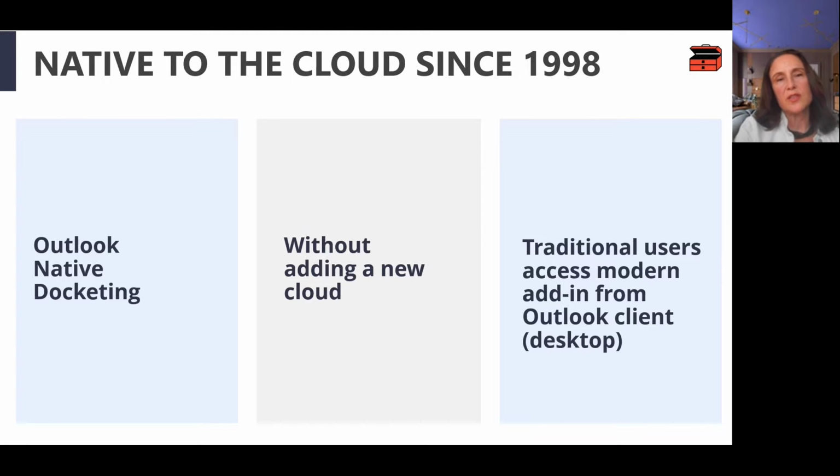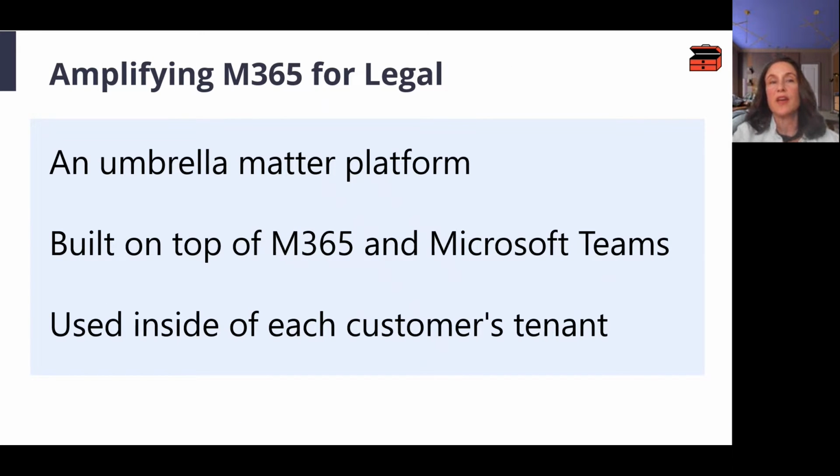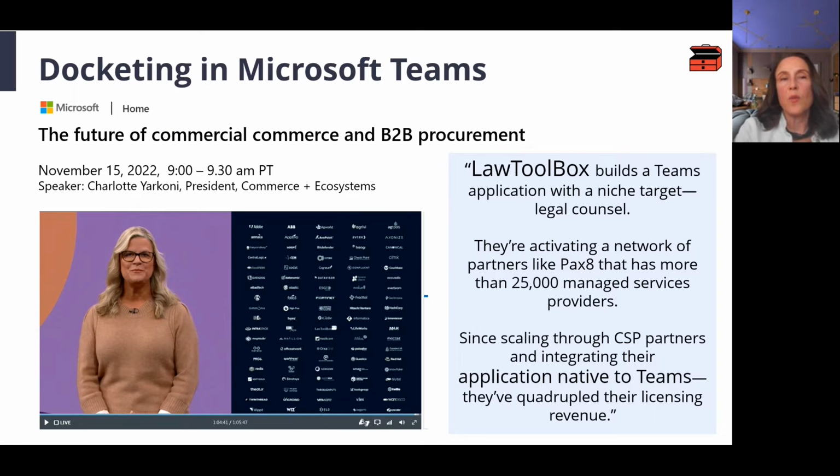We made that strategic decision in 2013 when we launched our first Outlook add-in, and that was probably the most important decision that we made. Our traditional users are living in their Outlook on their desktop. So while we call ourselves a cloud docketing solution for the enterprise space, we are leveraging their ability to work however they're most comfortable. We're an umbrella platform built on top of M365 and Microsoft Teams, and we're used inside of their tenant.